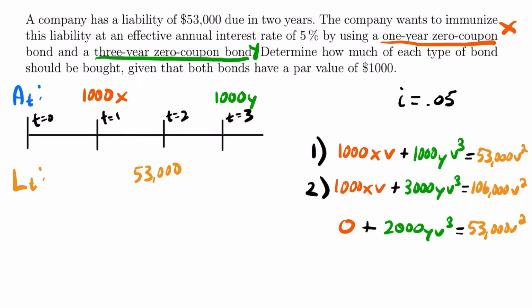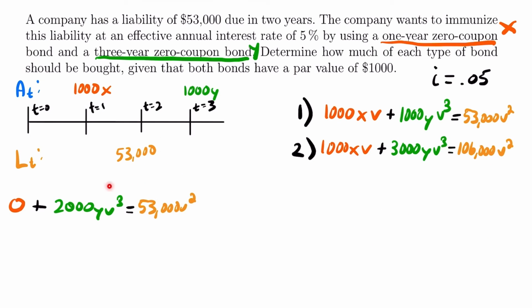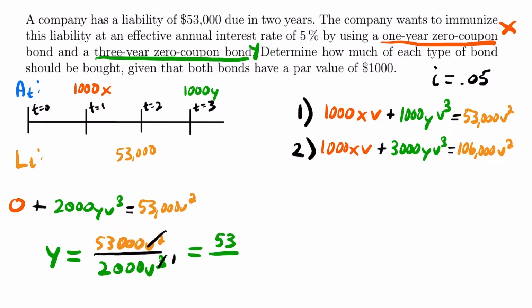All right, so let's solve for y in this equation. I'm going to work with it over here. All we have to do to solve for y is divide both sides by 2,000 v cubed. So if we do that, we'll have that y is equal to 53,000 v squared divided by 2,000 v cubed. All right, now notice that we have v squared in the numerator and v cubed in the denominator. We can make evaluating this a little bit easier for ourselves by factoring out a v squared from the numerator and denominator. And then we can also reduce the numerator and denominator by a factor of 1,000. And so after doing that, y will become 53 divided by 2v.